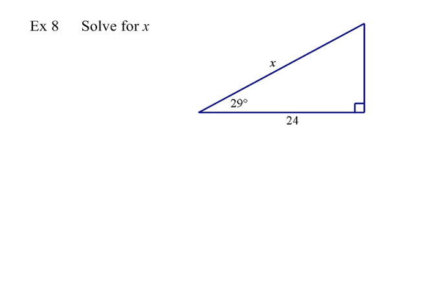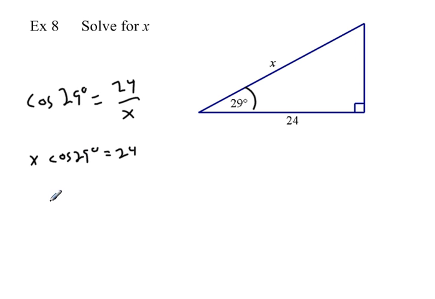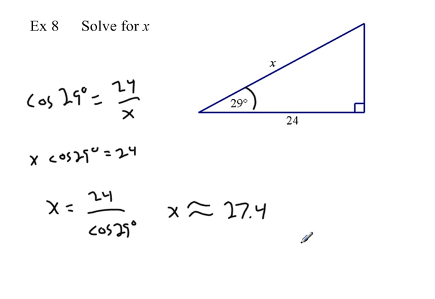All right, let's look at a similar example. So we're solving for x here. So from that 29-degree angle, we have adjacent and hypotenuse. So we can say the cosine of 29 degrees equals 24 over x. Multiplying both sides by x and dividing by cosine of 29 degrees, we get x equals 24 over the cosine of 29 degrees. And again, checking that your calculator is in degree mode, typing this in gives you a quantity of about 27.4 units.